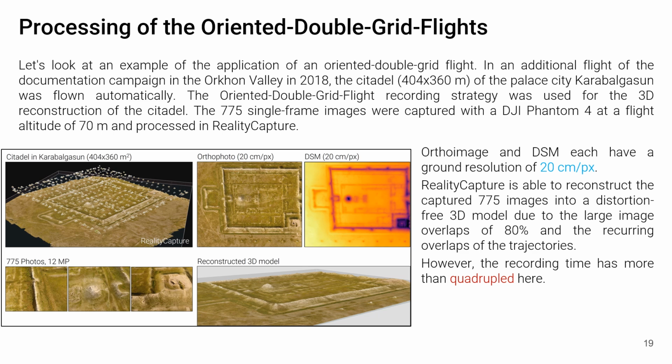RealityCapture is able to reconstruct the captured 775 images into a distortion-free 3D model due to the large image overlaps of 80% and the recurring overlaps of the trajectories. However, remember, the recording time has more than quadrupled here.